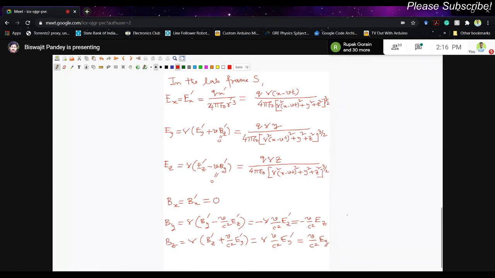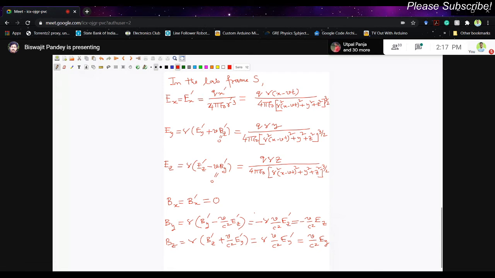So I have written down the components of the electric field and magnetic field in the laboratory frame, and these electric and magnetic fields are the field components due to the moving point charge. These are not some pre-existing electric field. These electric and magnetic fields are produced by the moving point charge. In the laboratory frame, the point charge is moving and it is producing some electromagnetic field, and these are the components. Let us see what the differences are.